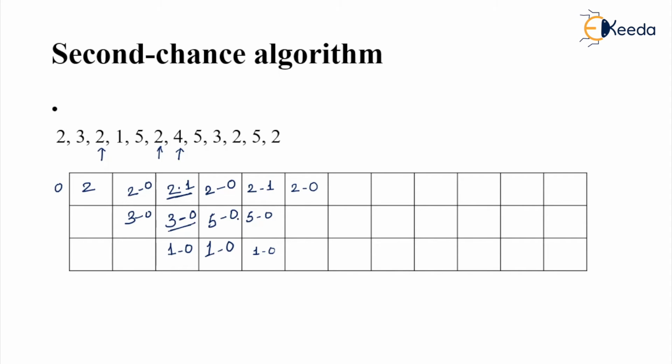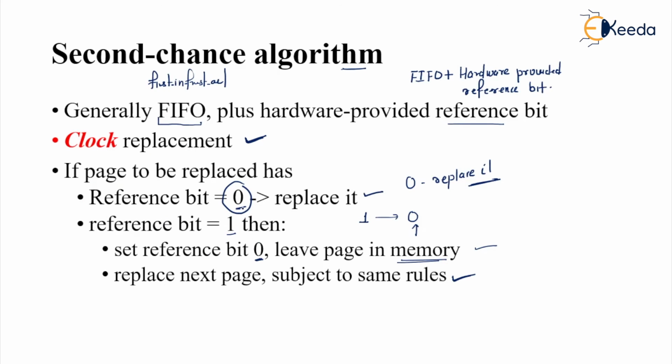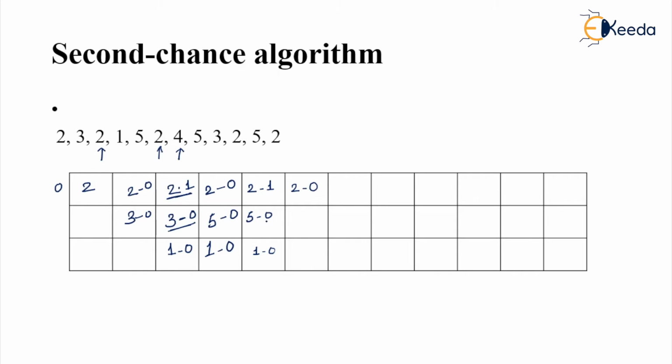And between 5 and 1, who came first? This is FIFO plus hardware support as the reference bit. Both are 0, and right now 5 is here and 1 is here, so 5 is not referred and 1 will go, and 4 will be loaded with reference bit 0. Again 5 is coming, and when 5 is referred, 2 is 0, and 5's reference bit becomes 1, and 4 is 0.